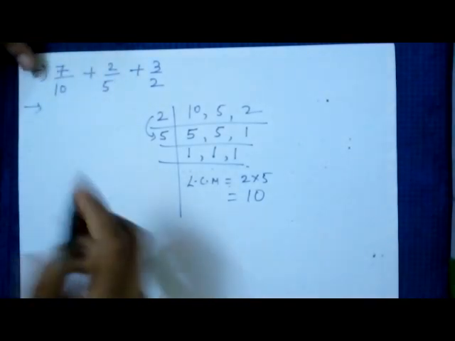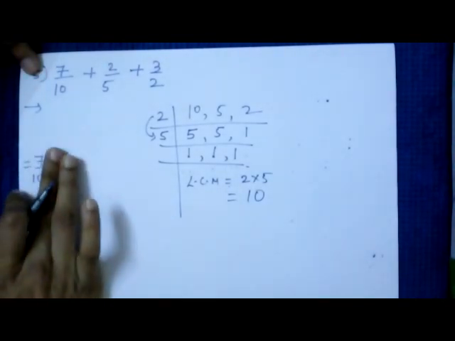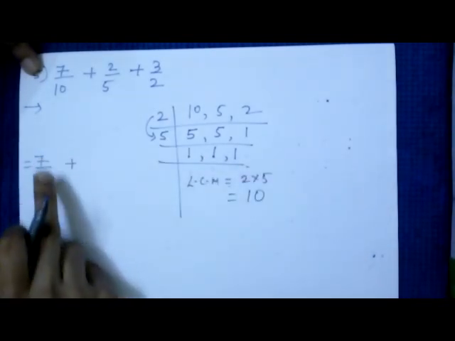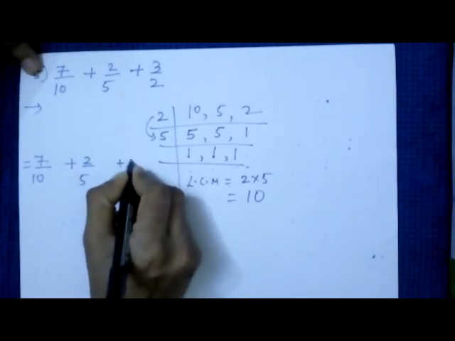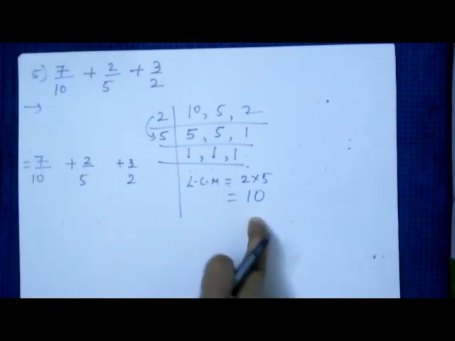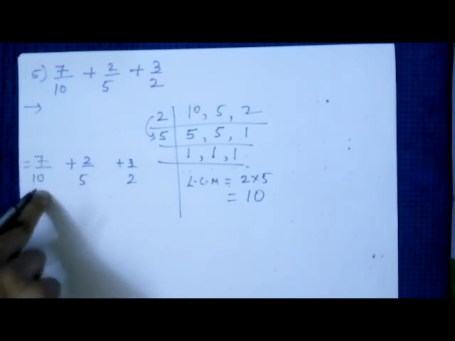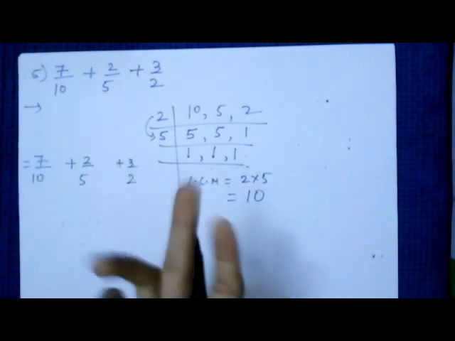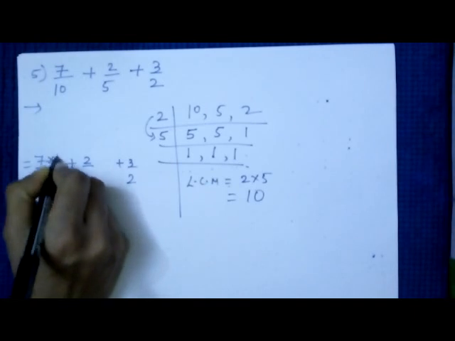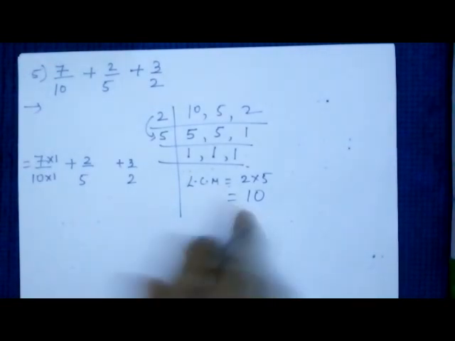Now let us start. Our first fraction is 7 upon 10. Leave some space, we will not show separately, in one line only we will show. So 7 upon 10 plus 2 upon 5, leave some space over here, plus 3 upon 2. Now our LCM is 10, so here should be 10, here 10 and here 10. In the first fraction 7 upon 10, 10 is already there, so no need to multiply. But you can write into 1. If you are confused, you can write into 1, or if you don't write anything, it is also correct because we want 10 and 10 is there.